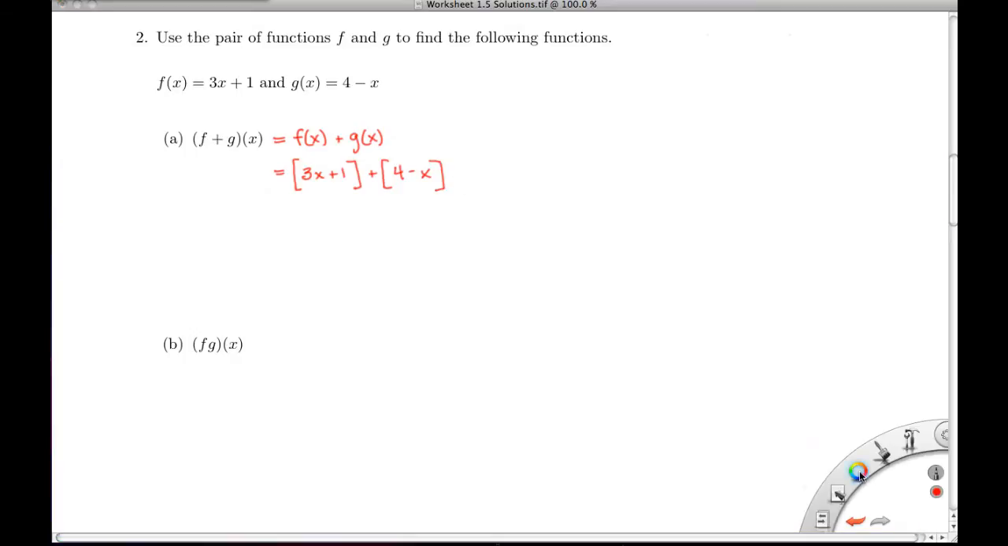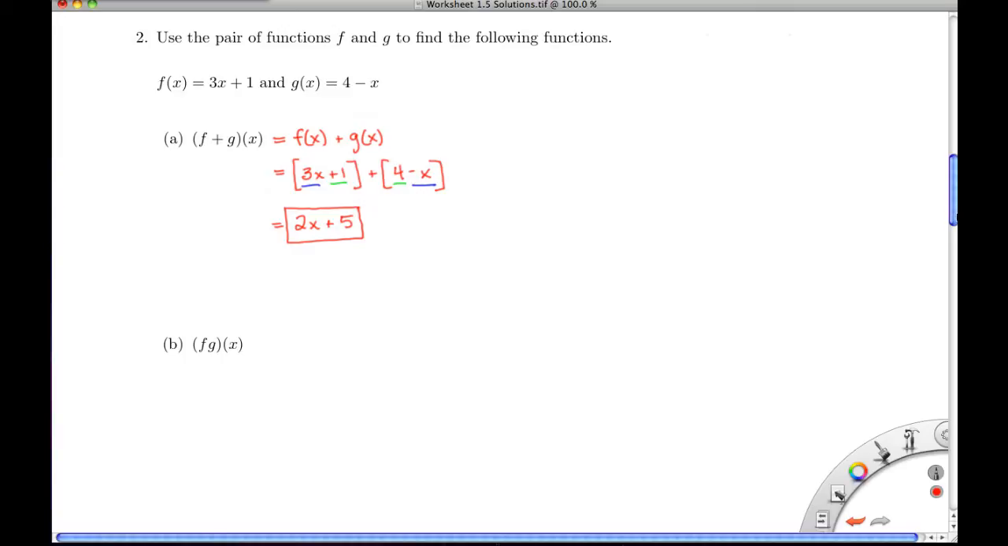Now in this case, since we're adding them, the only thing we really have to worry about is maybe combining like terms. So perhaps we could go ahead and combine these two x's, and then maybe we'll also want to consider combining the two constant terms. If we combine the 3x and the minus x, we're going to get a 2x, and if we combine the 1 and the 4, then we're going to end up with a 5. So this would be our new function by adding f and g together.